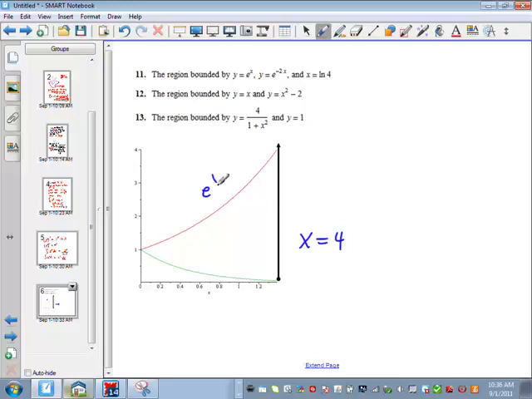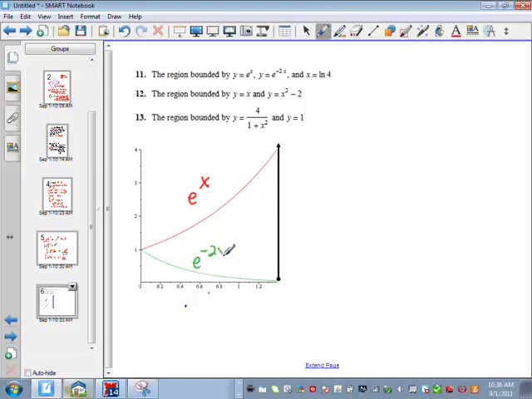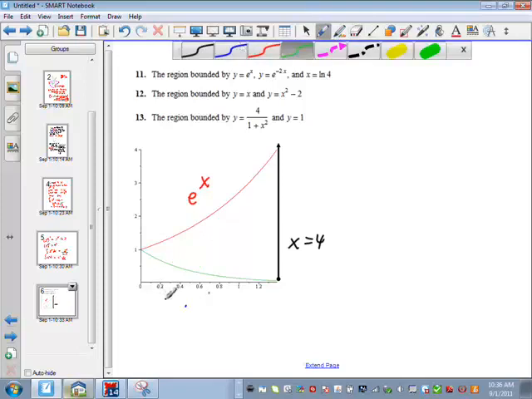This is e to the x increasing. This is e to the minus 2x. Let me go ahead and be good with my colors here. So this is e to the x. This is e to the minus 2x. This is x equals 4. Let me go ahead and put this outside. X equals natural log of 4. I'm sorry, that's right, the natural log of 4.